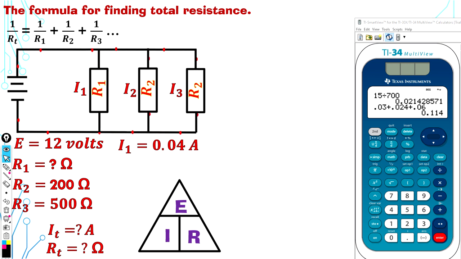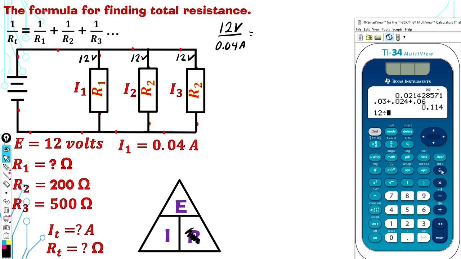All right, last one. All right, so first I'm going to find my R1 because I've got my I1, I've got my voltage, and we know that we've got 12 volts going across each branch. So here I'm looking for R. I cover up my R. It's E divided by I. So I've got 12 volts divided by 0.04 amps. 12 divided by 0.04. So I've got 300 ohms of resistance.